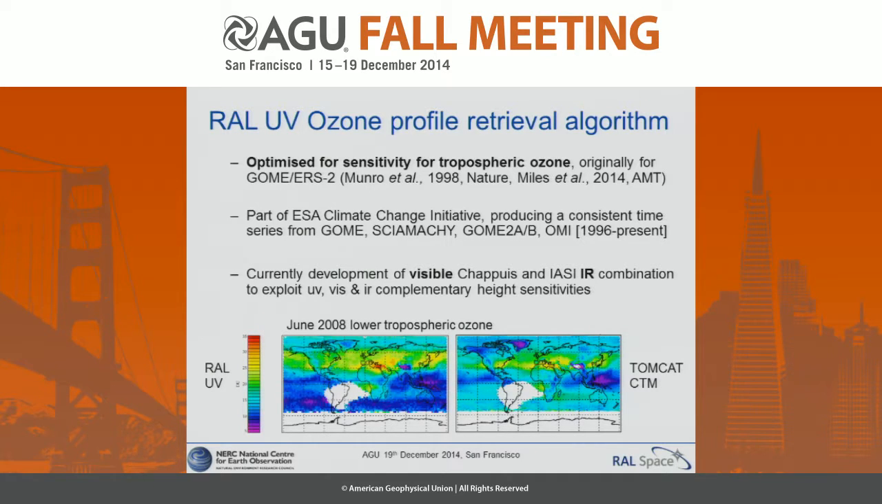Just at the bottom there, we've got an example of some output from our UV-only profile retrieval of the lower troposphere. This is for June in 2008. So you have our product on this side, and on the other side you have the equivalent result from a chemistry transport model. So you can see that the satellite product really does pick out the interesting features that you expect to see, the low in the Pacific here, and the enhancement in the Northern Hemisphere, and particularly over the Mediterranean in the summer.